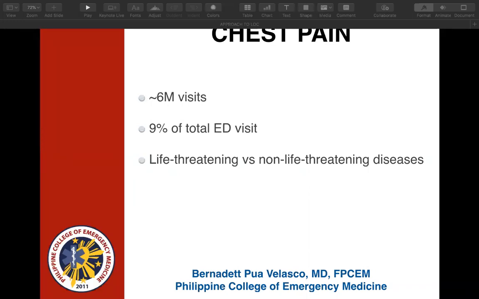In the emergency department each year, complaints of chest pain constitute 9% of the total ED visits. So basically 9% of our total ED visits are all chest pain, be it a benign case or a toxic case. Again, just like syncope, we need to determine if that chest pain is caused by a life-threatening or a non-life-threatening disease. Okay.